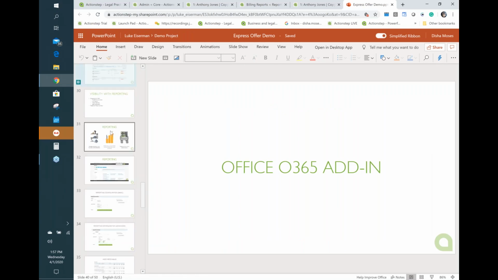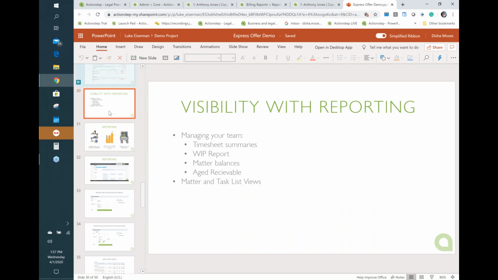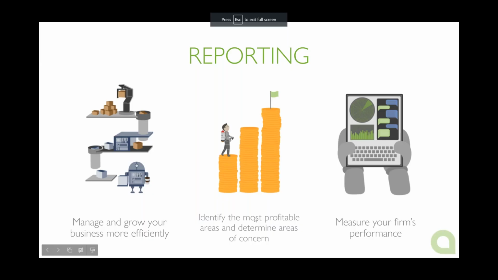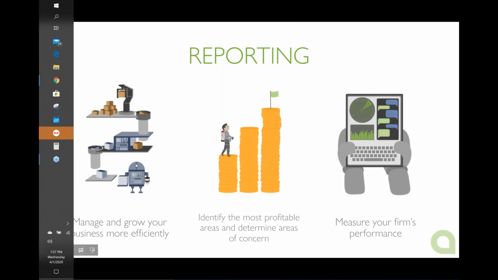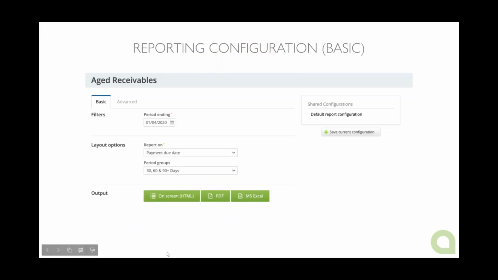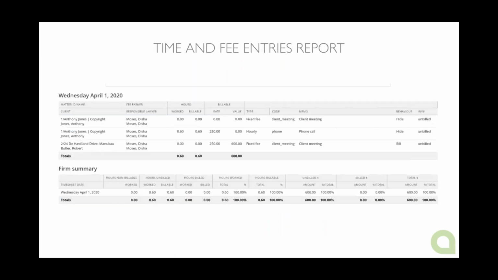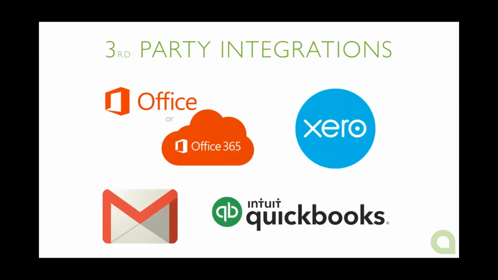Okay, so the next bit we thought we would share with you, which would be extremely valuable, are the reports. I'm going to take you through some of the key reports, which we think would be really useful as you scale and grow your practice, and understand what are some of the most profitable areas and areas of improvement. Some of the basic reports include the WIP report, or the matter balances report.